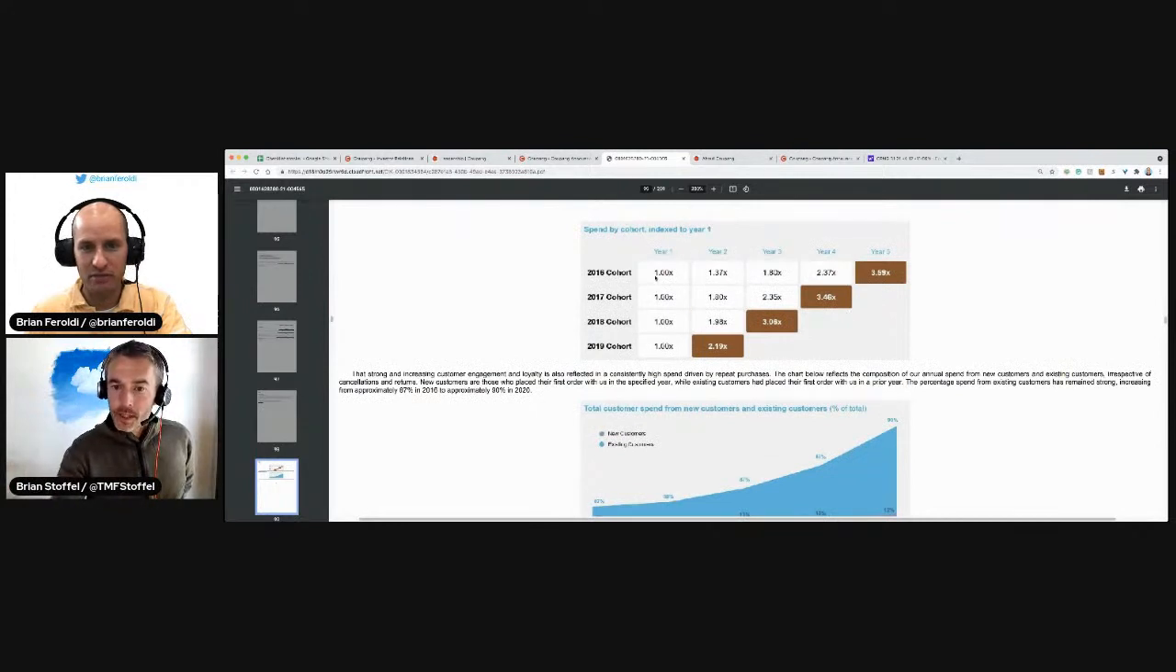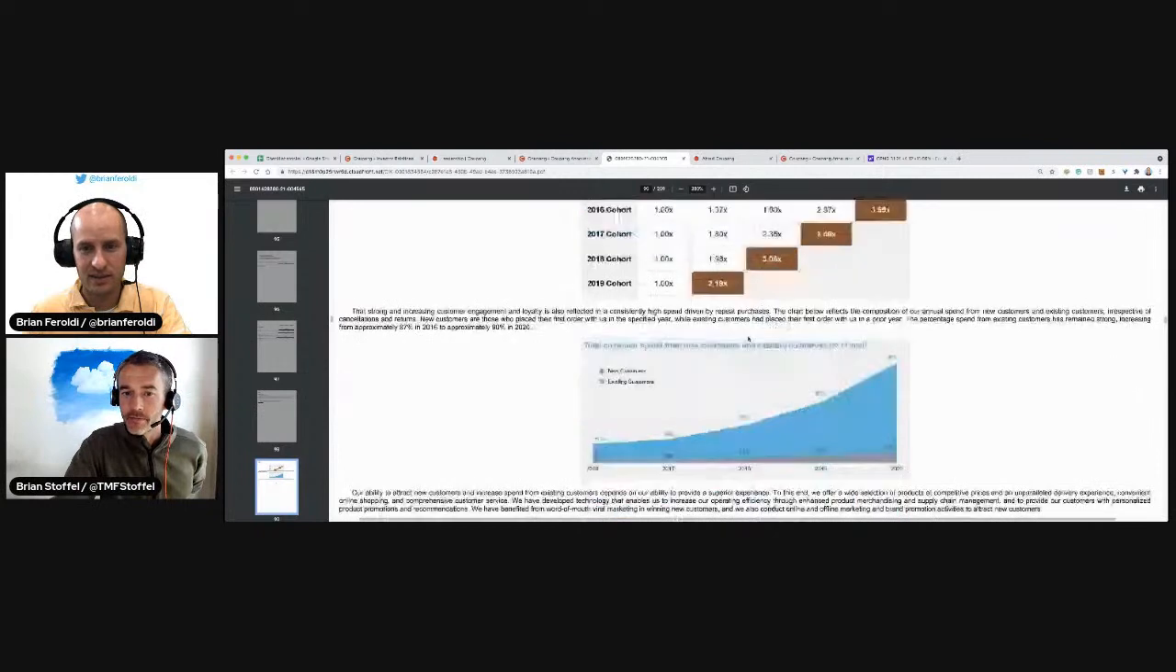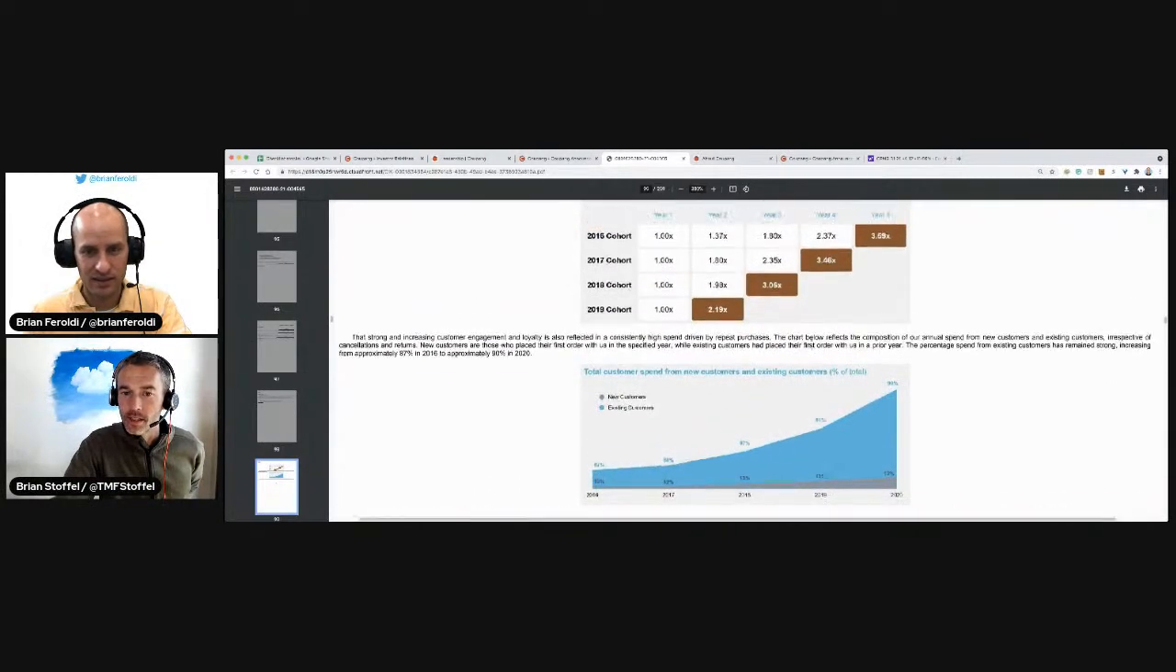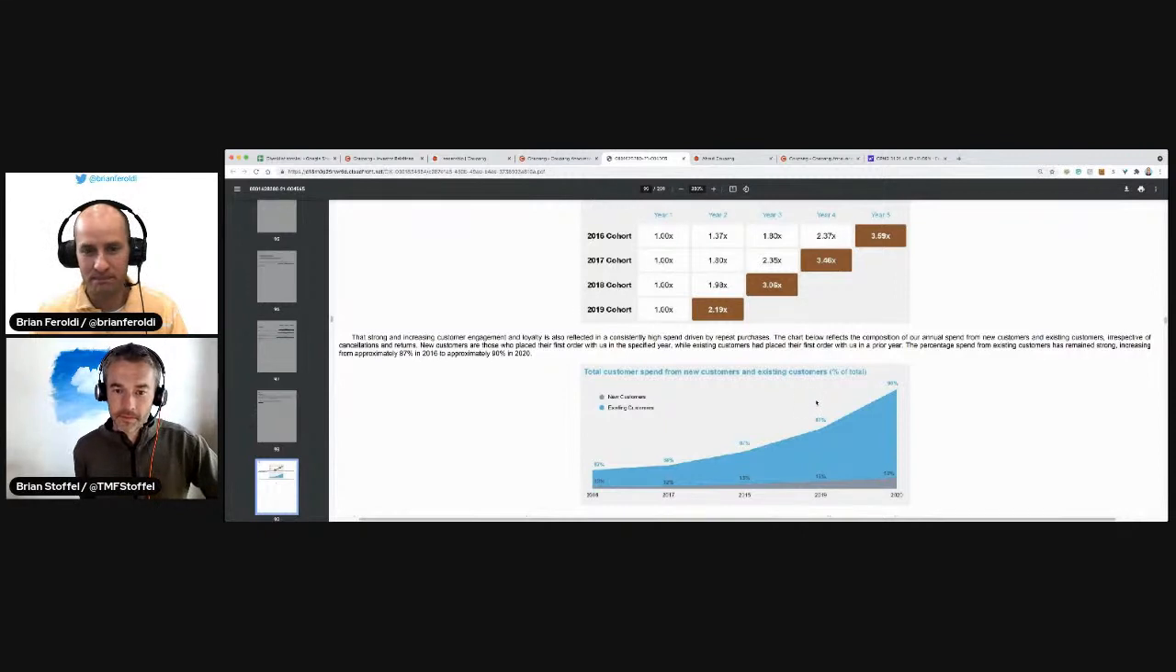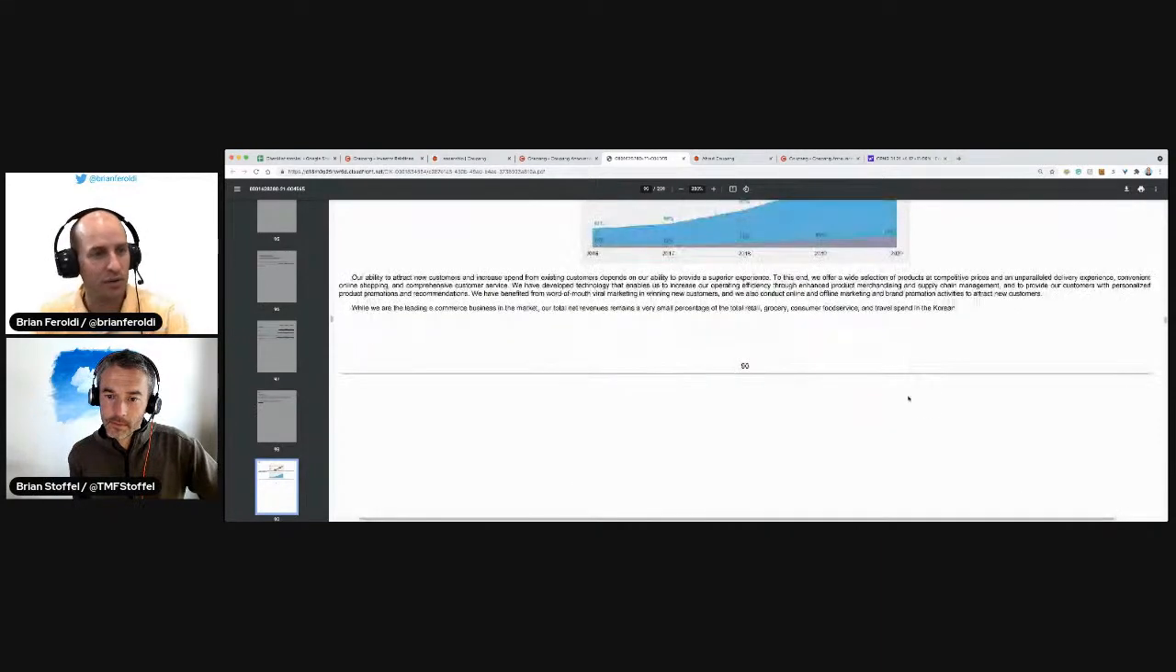Okay, that's a nice, pretty graphic. Oh, that is very interesting. Look at the last 3 years, they've almost doubled by the end of next year. So this company is doing a fabulous job at getting new customers, but more importantly, getting its existing customers to spend more. Total customer spend from new and existing customers. Existing customers are 90% of the total. So in any given year, new customers are only 10% of growth.